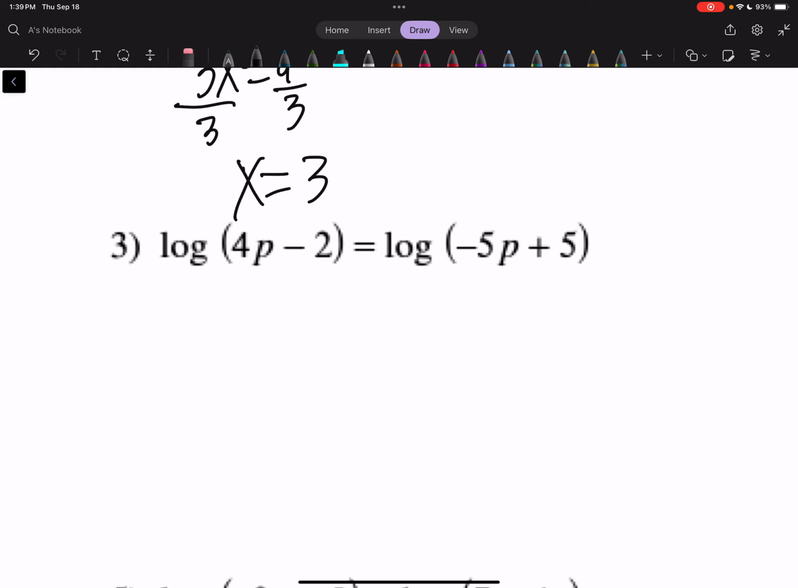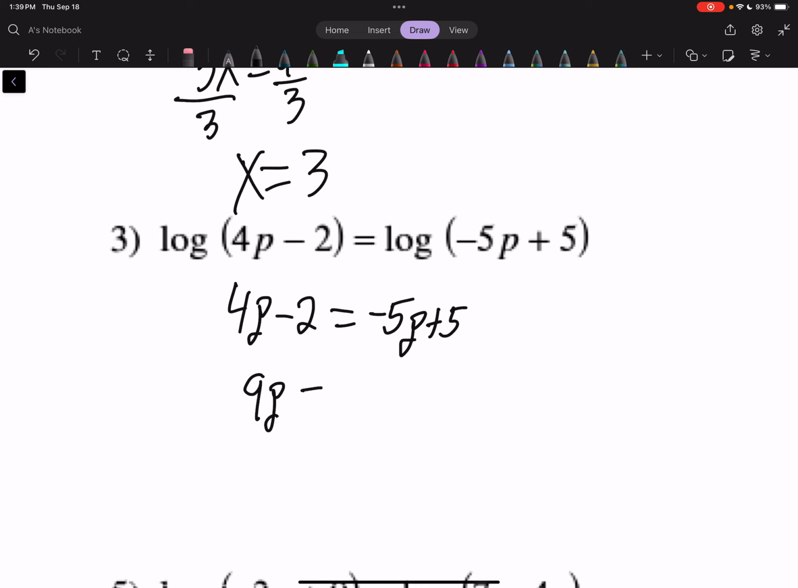I can drop the logs. They have the same base being equal to each other. 4p minus 2 is equal to negative 5p plus 5. From here, I'm going to add 5 on each side and add 2 on each side. 9p equals 7. Divided by 9, p is equal to 7 over 9.